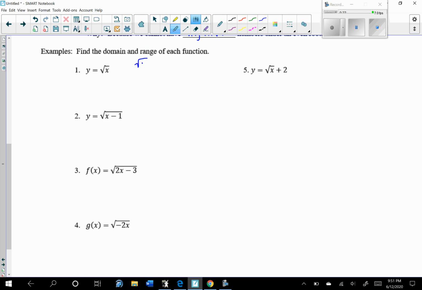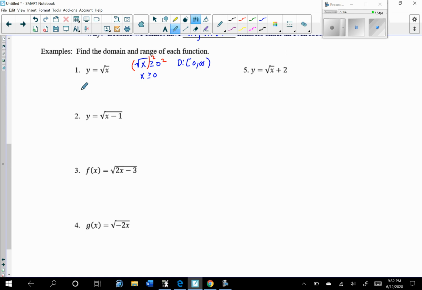So the square root of x has to be greater than or equal to 0. How do I get rid of that square root? I square both sides. So when I square both sides, that gets rid of the radical, and 0 squared is still just 0. So x values have to be greater than or equal to 0. So that means the domain is going to be bracket 0 to infinity.